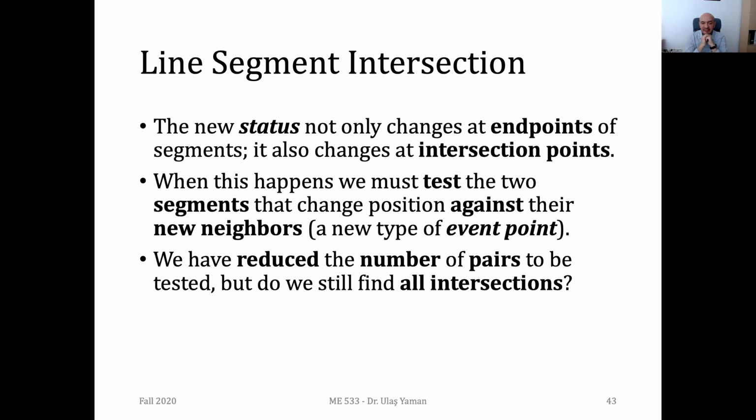So we decrease the number of checks, the number of pairs. But the thing is, do we still find all the intersections? Since we are not checking all the pairs, can we say that with this approach, all the intersection points are found or not? What do you think?